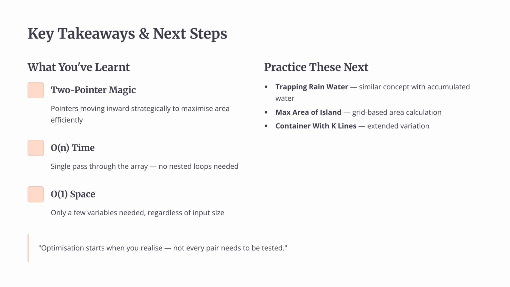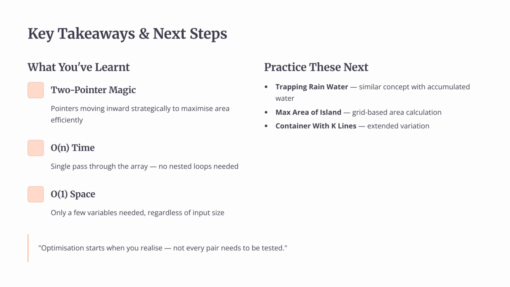Second takeaway, always remember, the shorter line limits the container's height. By moving it inward, you give yourself a chance to find a taller wall and possibly a bigger area. Third takeaway, we used only a few variables, left, right, and maxWater, which means the space complexity is constant, O of 1. That's as efficient as it gets. And here's a bonus insight, optimization isn't about doing more work, it's about doing only the right work. This problem teaches exactly that mindset.